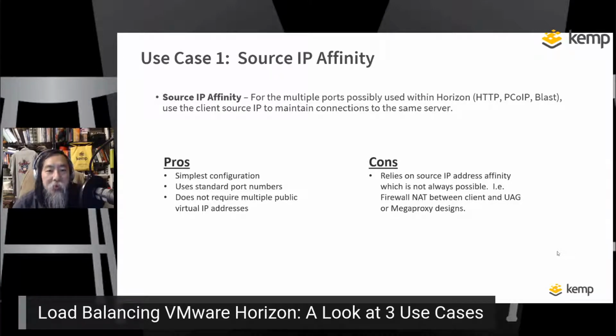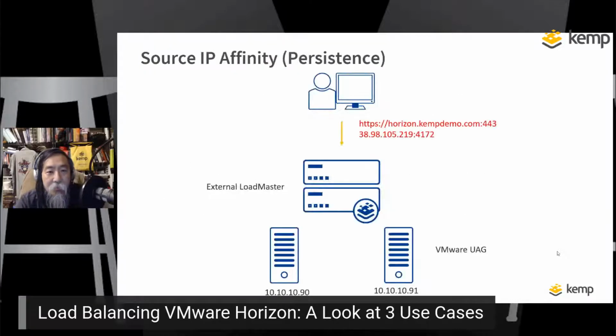What we're trying to confirm here is that we need to make sure there's uniqueness with the source IP from the client, that no other client is going to be using that source IP because they were NATed to the UAG, to this VDI Horizon environment.